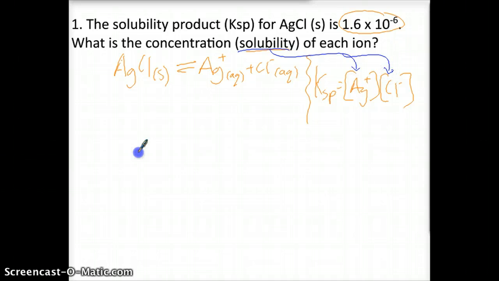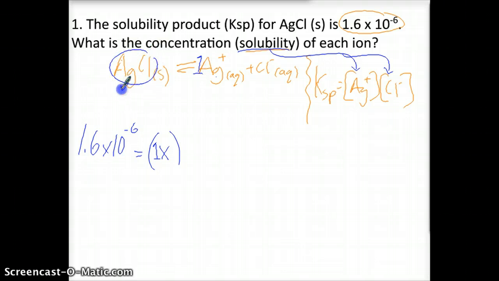So the way we need to do this is we plug in our K, 1.6 times 10 to the negative 6. But now what do I plug in for these values? There's no ICE table involved. There's nothing like that. We don't know the concentration of Ag plus. So it's X. It's going to be 1X because the coefficient here is 1. Because every time this dissociates, it's going to split up into 1 mole of Ag and 1 mole of Cl. So that's why I put a value of 1X here.